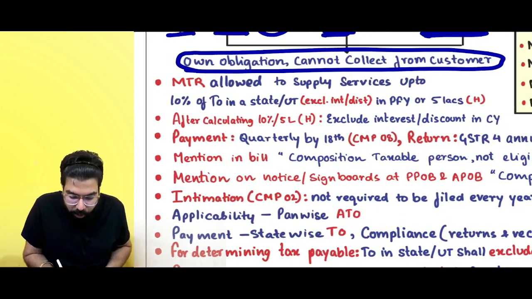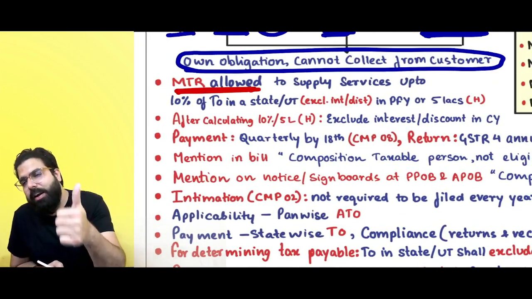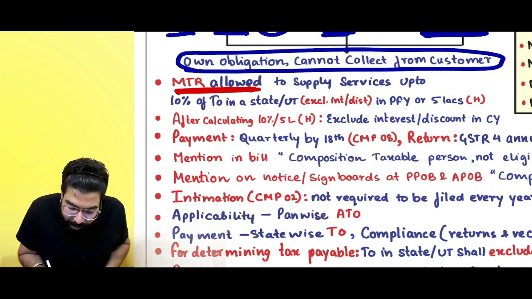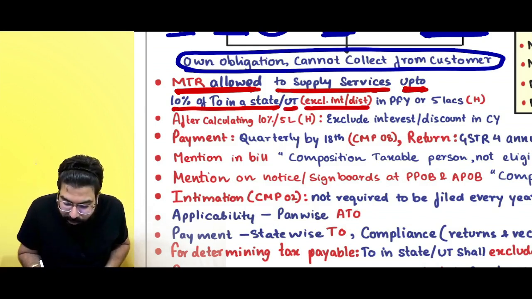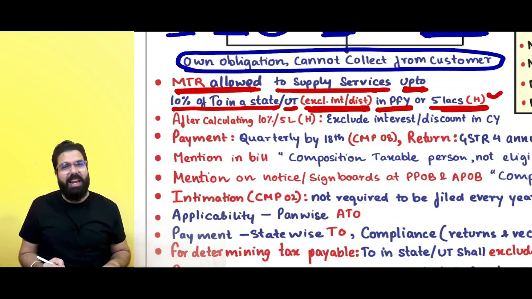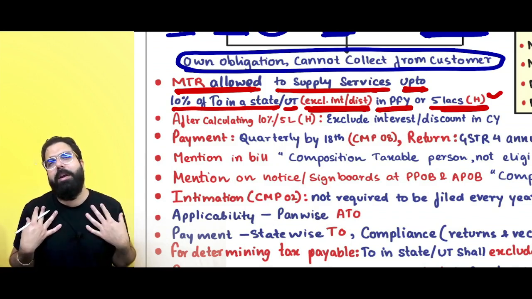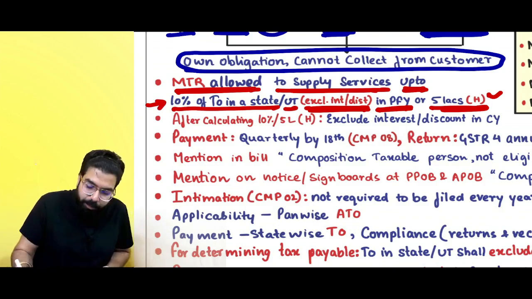Then they have gone ahead and told MTR, manufacturer, trader and restaurant. Manufacturer, trader and restaurant. MTR. They are allowed to supply services up to the 10% of the turnover in state or duty, excluding interest and discount in the preceding financial year or 5 lakh, whichever is higher. Sir, what do you mean by this? So, for an example, I am a manufacturer, I am a trader or I am a restaurant. I can go ahead and provide little services that is being allowed to me.